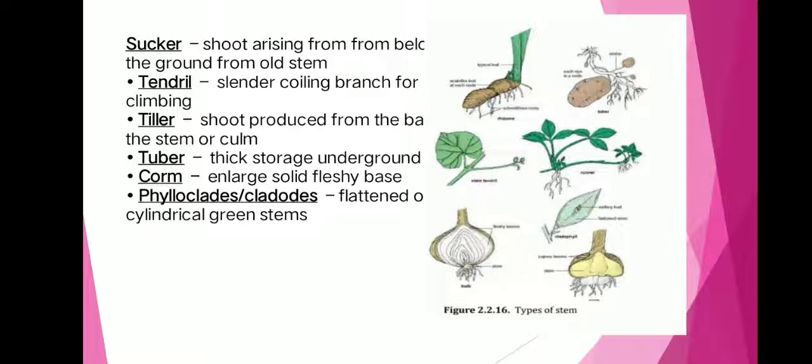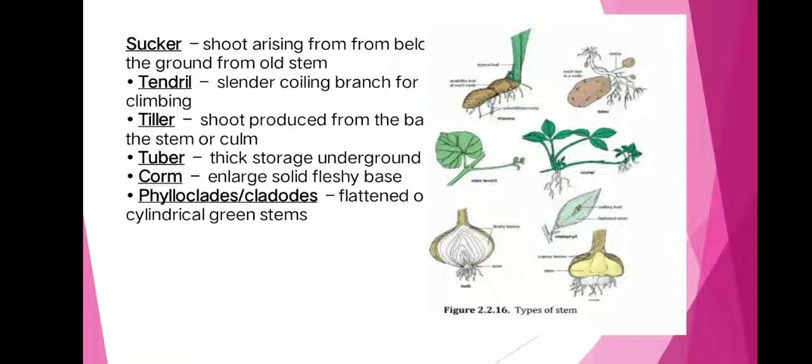Tiller, shoot produced from the base of the stem or culm. So the tiller is a shoot that arises from the base of a grass plant. Tuber, thick storage underground stem. So the tuber is a bulbous modified stem that grows underground. Corm, enlarged, solid, fleshy base. Corm is a particularly fleshy underground stem that acts as a food storage structure in certain seed plants.